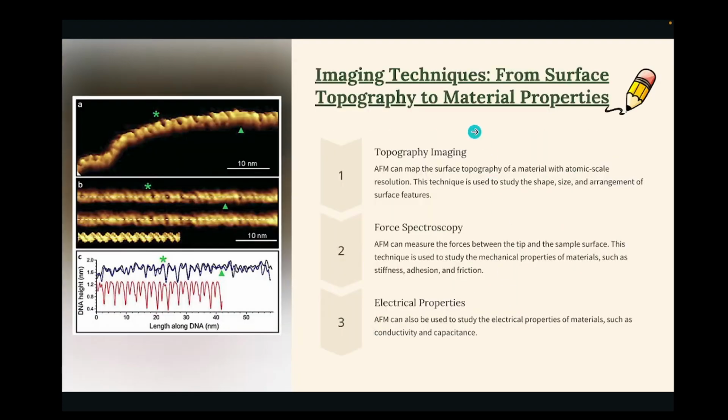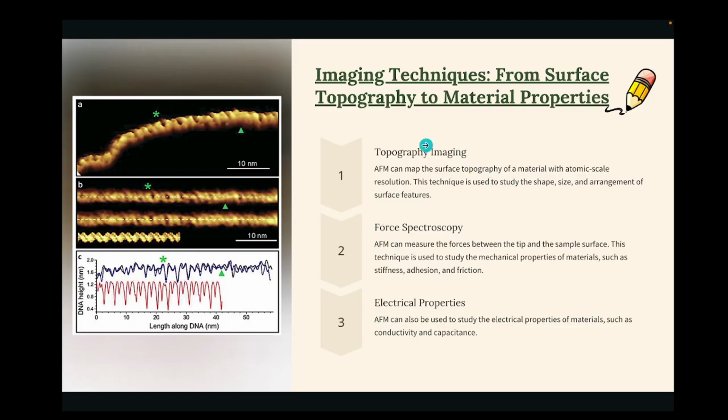So this is the slide which represents the things which we do with the help of the atomic force microscope. This is a topography image, like we can see how the topography looks, the ups and downs, the curves on the surface. Force spectroscopy is generally used to find what the material of a certain substance is, what the nature of a certain substance is. It is generally done with the help of tapping mode.